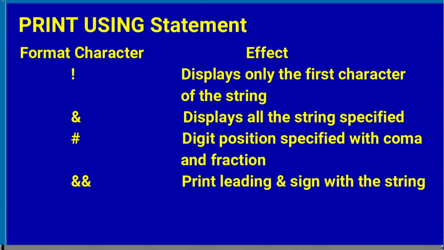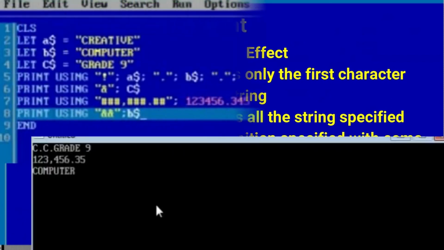Another is the hash sign. The hash sign specifies digit positions, with commas and fractions. The number of hash signs we use is the number of digits displayed. When the hash sign format has a comma and decimal point, and the number also has a comma and decimal point, I will discuss it with an example. Another is the double ampersand, which prints the leading ampersand sign with the string, just the same as the ampersand sign.